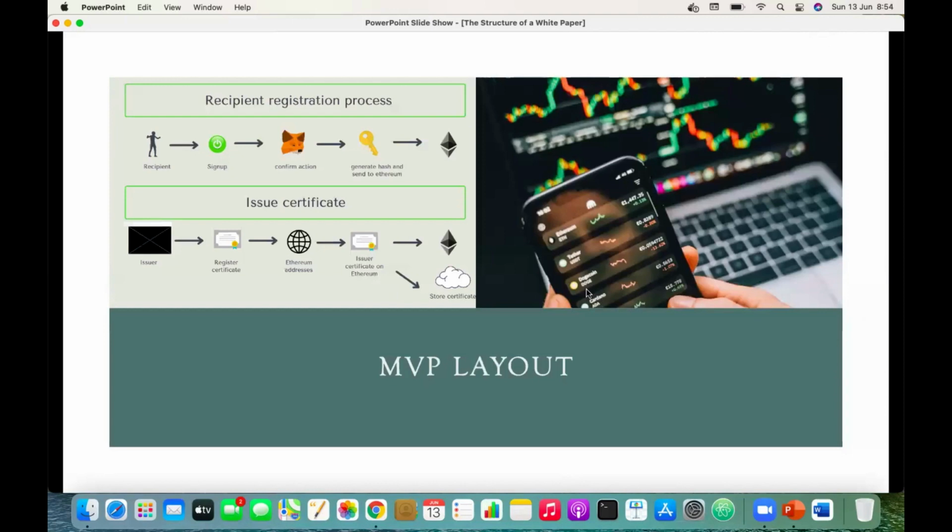Now, MVP layouts. This is the next point, and this is an abbreviation for the minimum viable product layout. So you want to explain, remember, to the average Joe, how the dApp, the decentralized application, is going to work. So I want to use arrows, I want to use graphs, I want to use figures, and I want to explain in a very simple way how the dApp is going to work. That is extremely important because if I understand as an average person how the process works, that might be of interest to me.